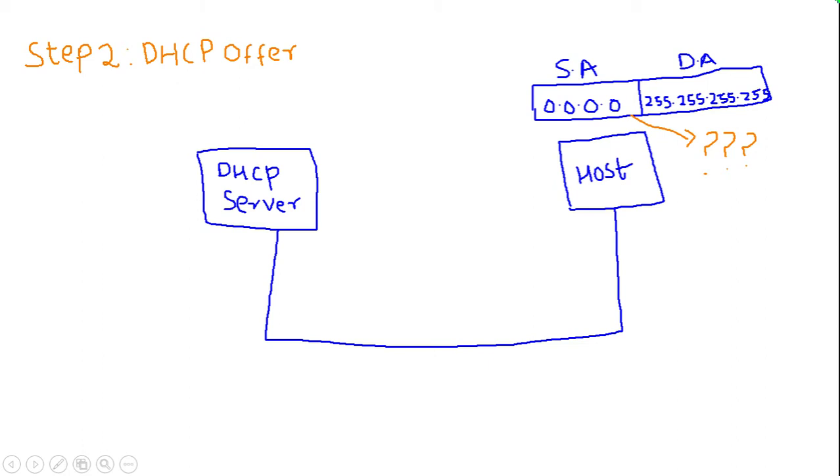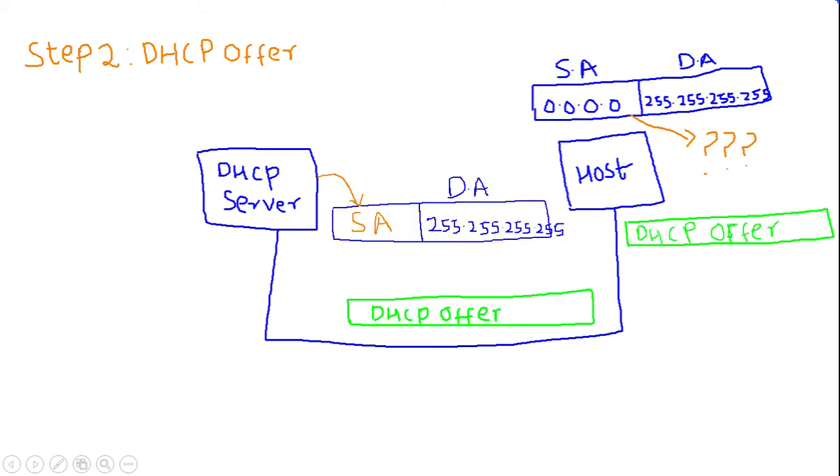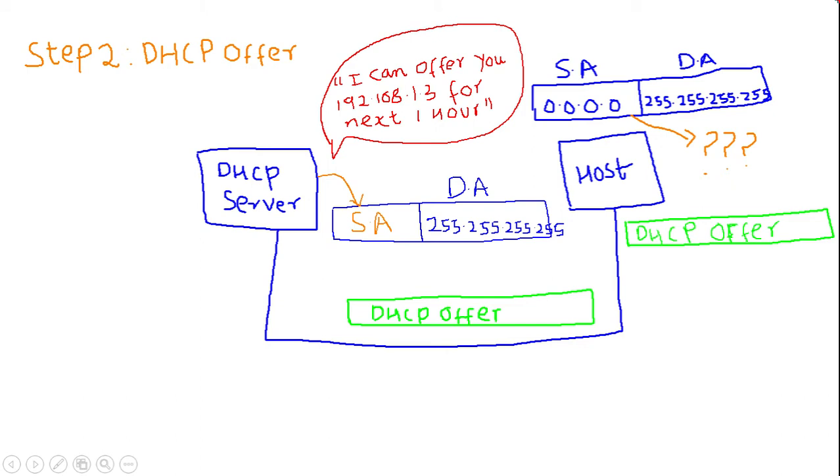Now in the second step, the DHCP server has something to offer. It sends a message called DHCP Offer. It reaches the host, and in this message the source address is the address of the DHCP server, and the destination address is the broadcast ID. What this message means is that I can offer you some address. If it's not clear to you, I will write it here. I have written here the IP address that it's offering is 192.168.1.3.